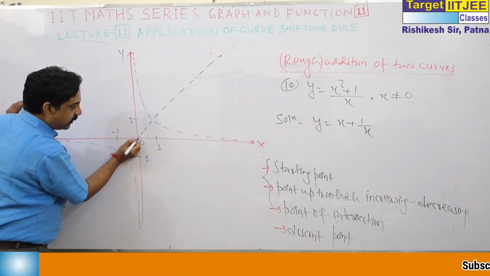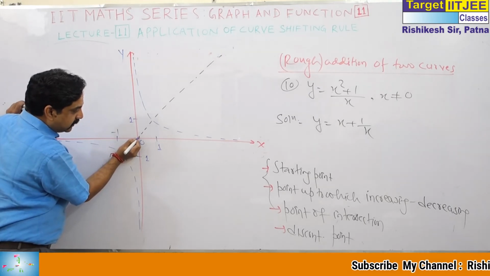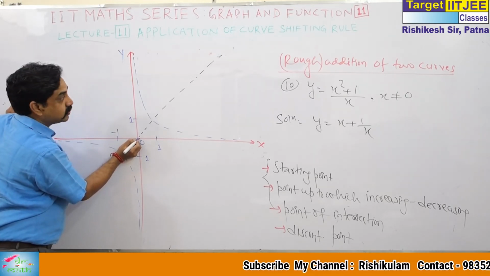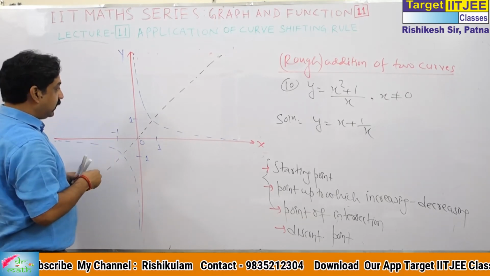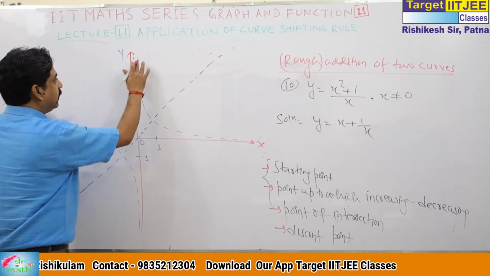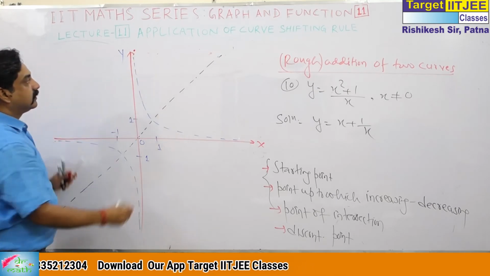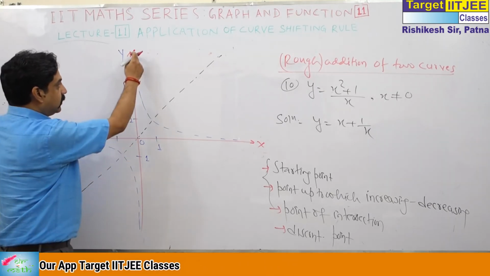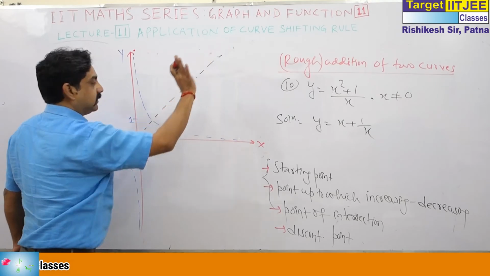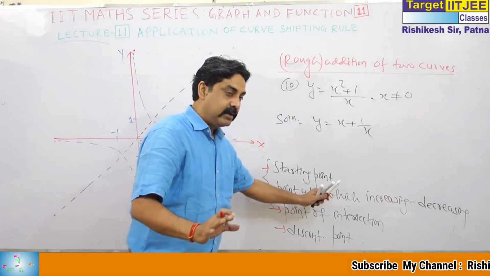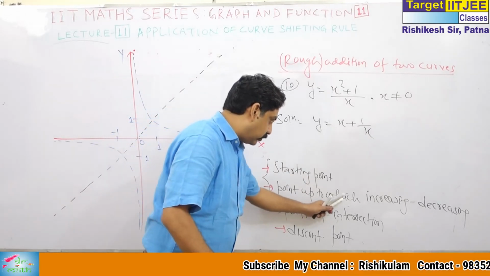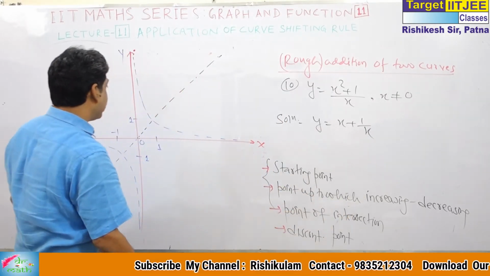See, just after 0, x is almost 0 and this is infinity. When we add these two, 0 plus infinity is what? This is infinity. Now, this is decreasing and this is increasing. No change in nature in between, so we do not go for this again. We will see the point of intersection.